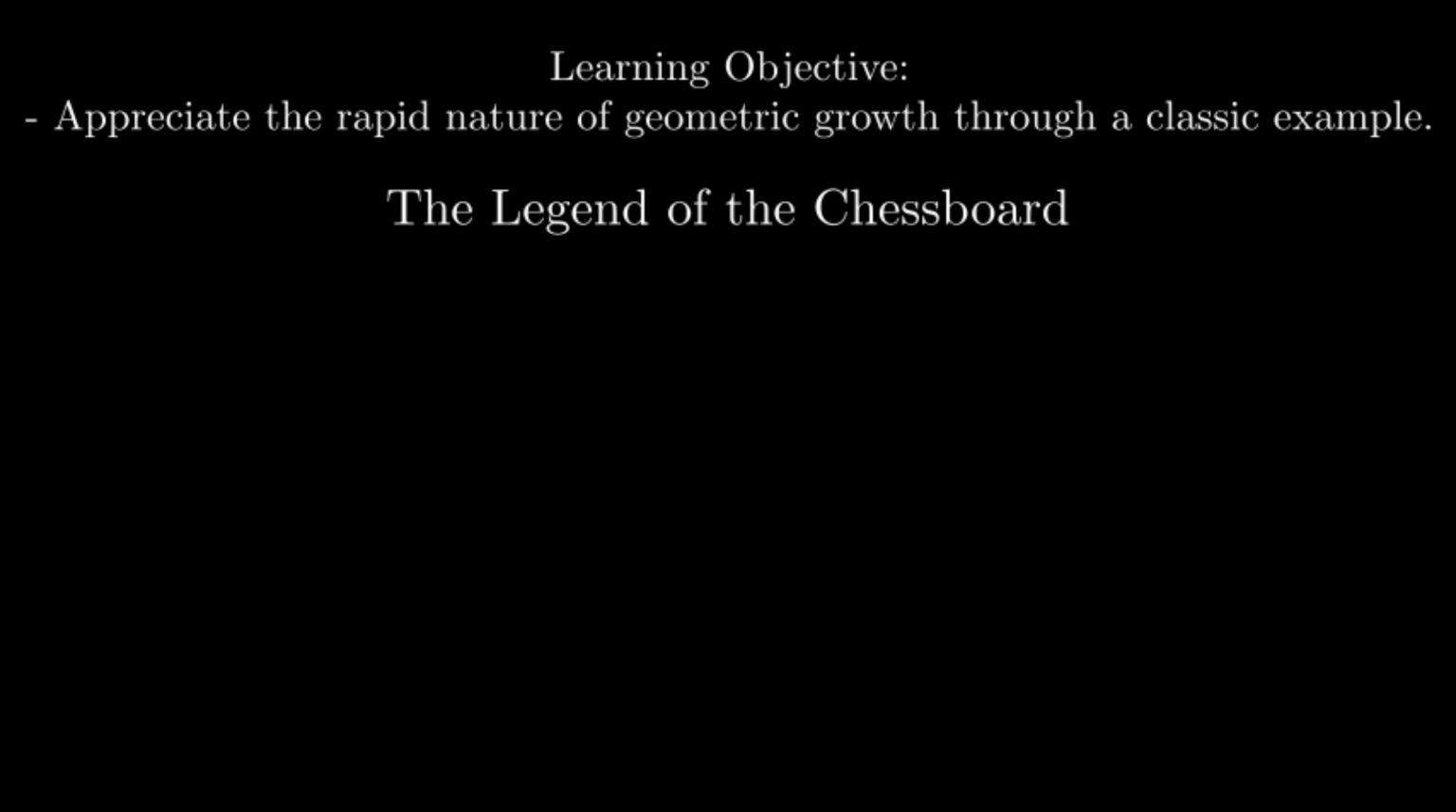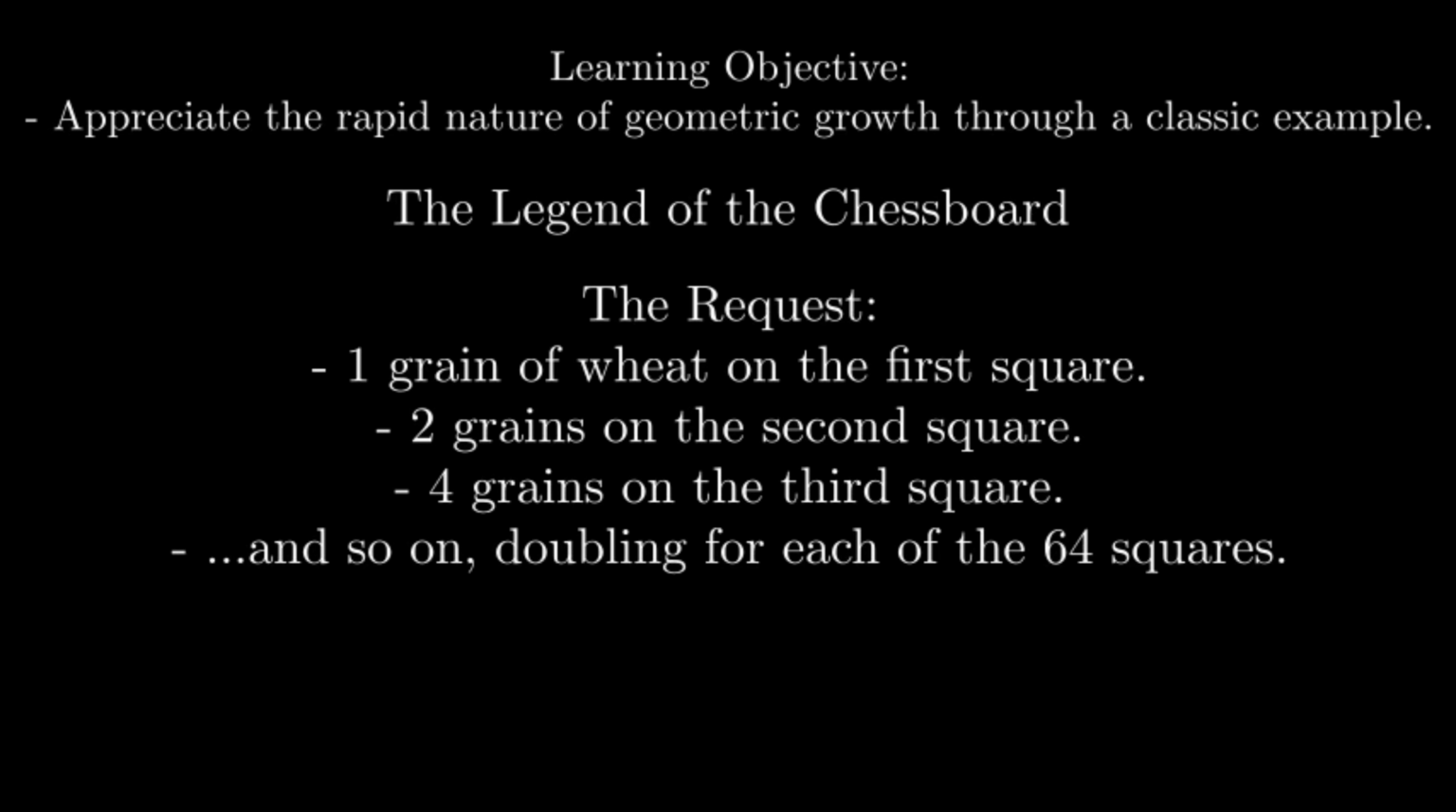The inventor made what seemed like a humble request. He asked for 1 grain of wheat on the first square of the chessboard, 2 grains on the second, 4 on the third, and so on, doubling the amount for each of the 64 squares. The king, thinking this was a tiny price, readily agreed.